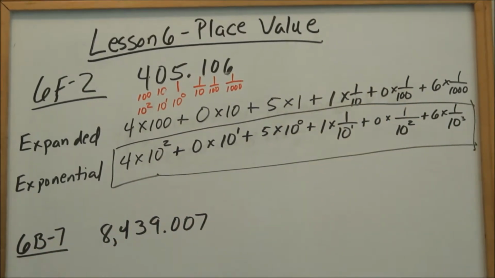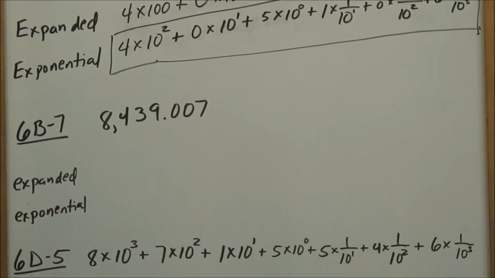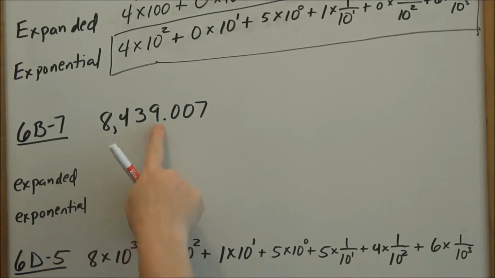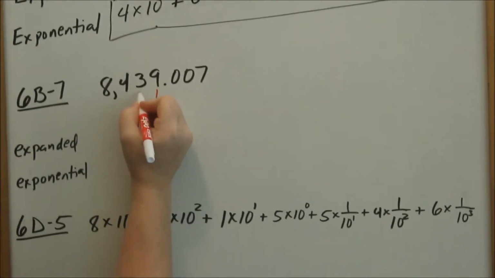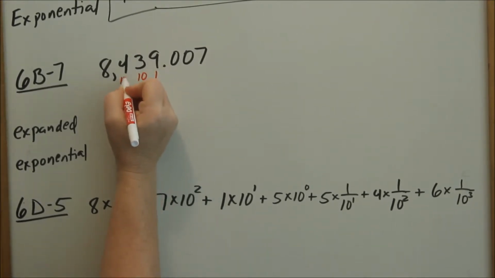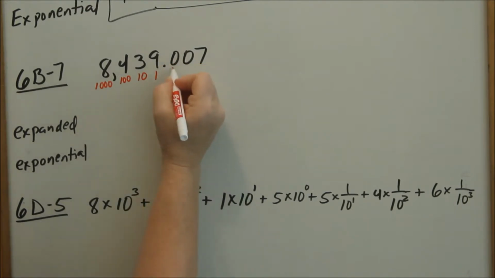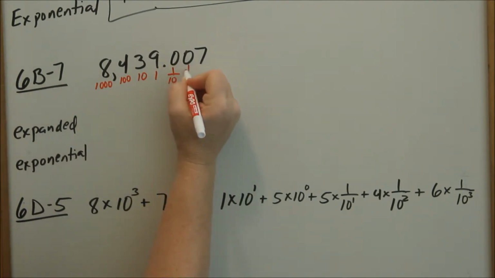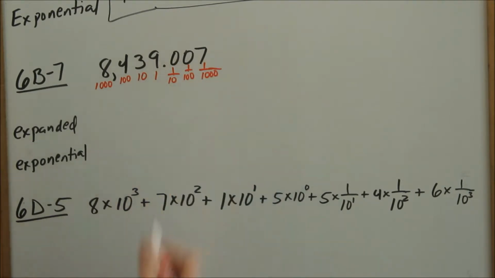Okay, let's go to 6B, number 7. The best way that I think to do these problems is right under your numbers, put the place value. That is your ones place value. That is your tens place value, 100ths place value, 1000 place value. This is your 10th place value, 100th place value, 1000ths place value.